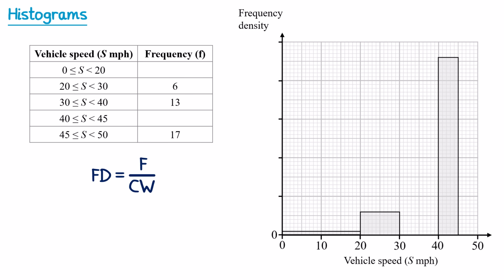The first thing to notice in this question is the axis for frequency density is incomplete, so we're going to want to work out this scale. To do this, we need to find a bar on the histogram where we also have its frequency. Looking at this first bar here, that's between 0 and 20, we don't have the frequency for that bar. The second bar though, between 20 and 30, we do have the frequency, it's 6. So we can use this bar to work out the scale.